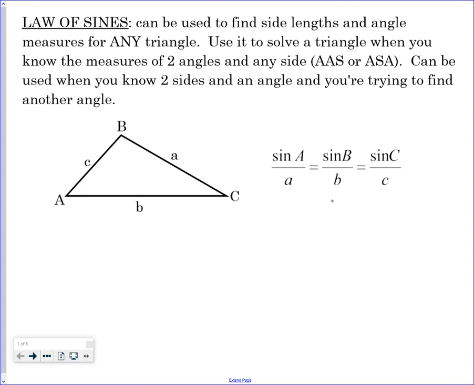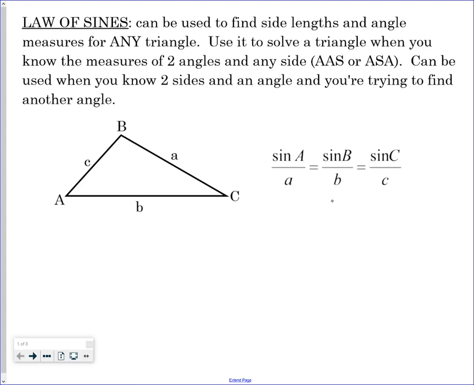So with law of sines, you don't have to write this down. I know you don't have it, but you don't have to write it down. It can be used to find the side lengths and angle measures for any triangle. That's their way of saying it doesn't have to be a right triangle, okay? Use it to solve a triangle when you know the measures of two angles and any side, so AAS or ASA. If you've forgotten what those are, it's angle, angle, side, and angle, side, angle. I'll refresh your memory with an example in a second, okay?